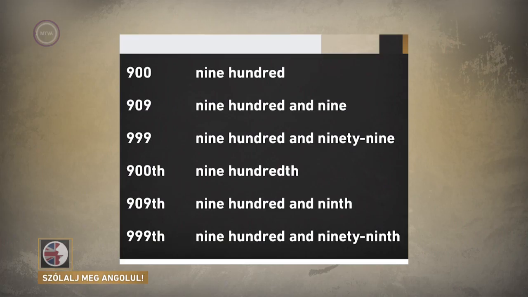Okay, good. Now today, it's time for us to take another step. It's time for us to look at the next level of numbers. And the next level is the thousands. Okay, so we know that we put the word and before the last two numbers when we're dealing with numbers above 100. So this means that we know that 900 is nine hundred, 909 is nine hundred and nine, and 999 is nine hundred and ninety-nine.